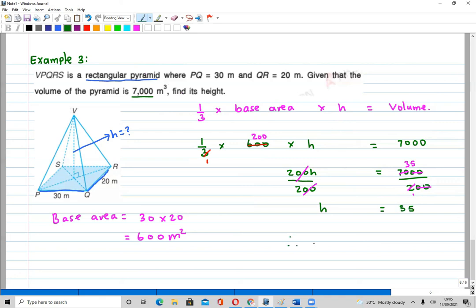So therefore, the height is 35 meters. I believe that you have understood how to do this kind of problem.